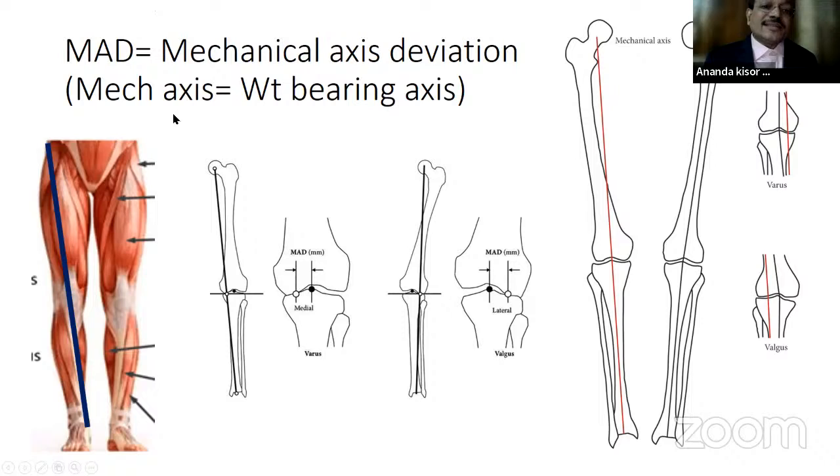Now, the mechanical axis deviation, as in this case of genu valgum deformity, you can see here. It is the horizontal distance between the normal mechanical axis and the affected knee joint's exact mechanical axis. So this is the exact deformity. In varus, the mechanical axis will go much more medial, whereas in valgus it will go on the lateral side.